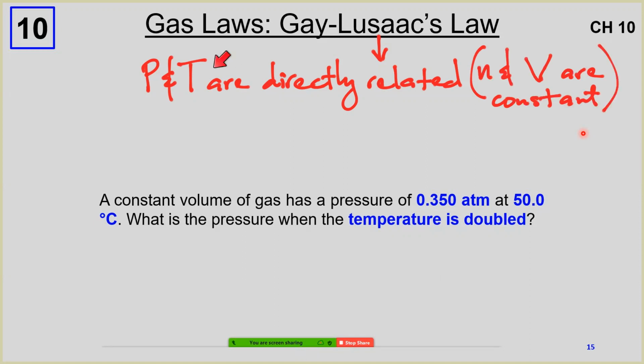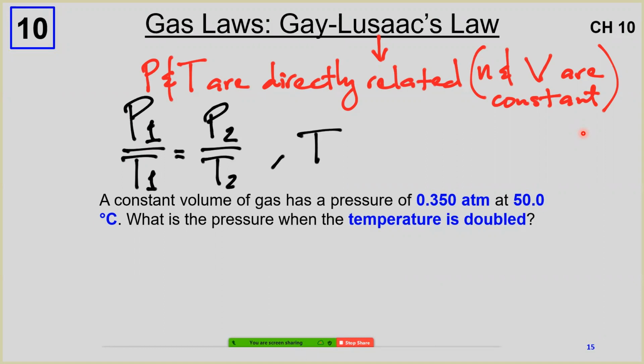So if you were to increase temperature, you're also increasing pressure. If you were to decrease temperature, pressure would decrease. So here's an example. Well, the equation is P1 over T1 equals P2 over T2. Again, you want to make sure that temperature is in kelvins.